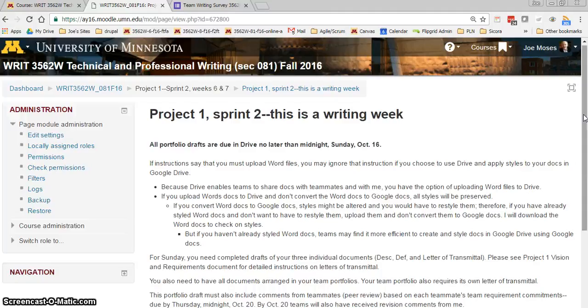If you haven't already styled a lot of Word docs, you can realize some efficiency by originating your documents in Drive and just working in Drive. You can use styles in Drive, and that simplifies some of your work. And that's what these bulleted items discuss.